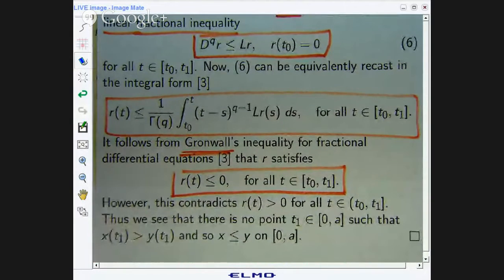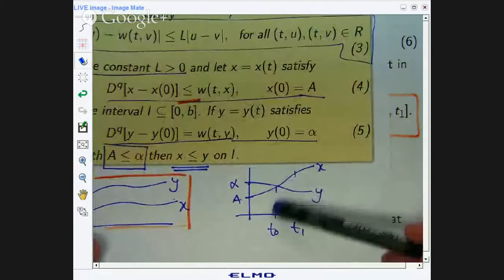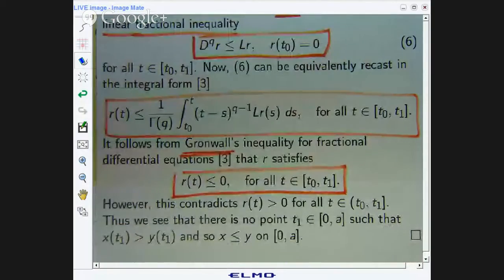But hang on. R of T is non-positive on this interval, but hang on, look at the picture. R is positive on this interval. So that means we've been led to some sort of contradiction, some sort of nonsense. How can R be non-positive and positive at the same time? It can't work. So what do we know? We look back and go, okay, well, something mustn't be right.